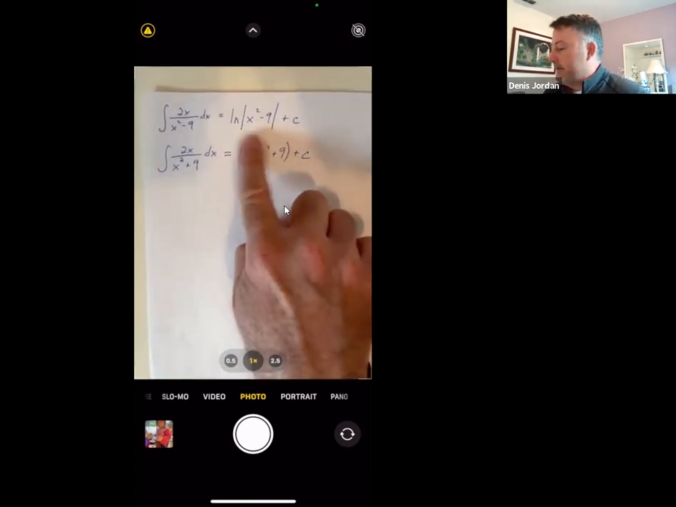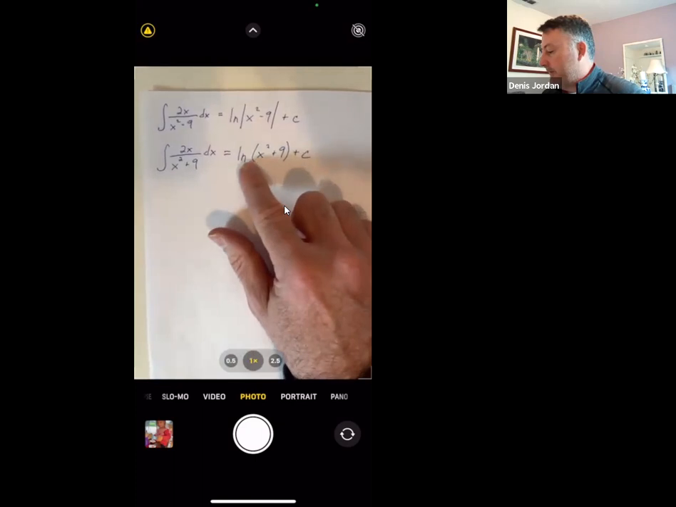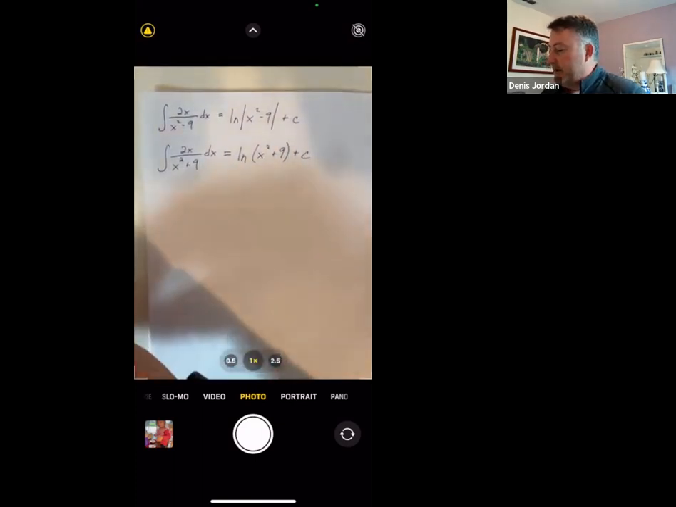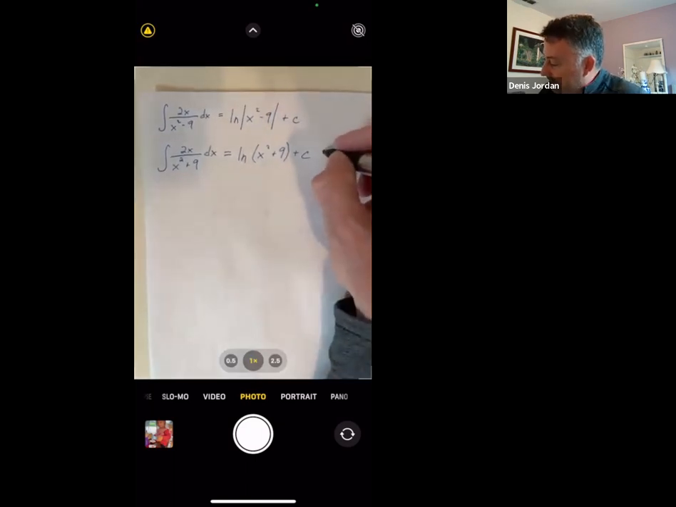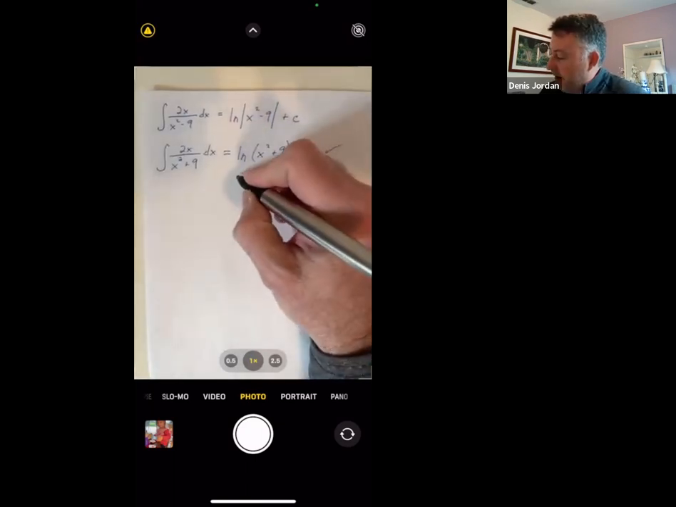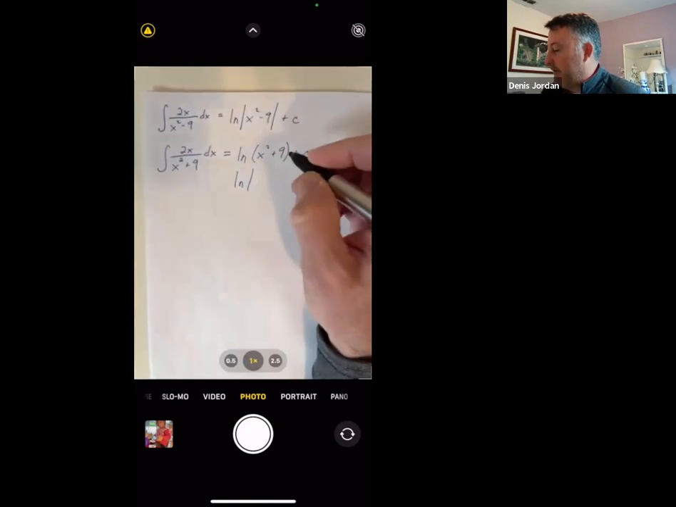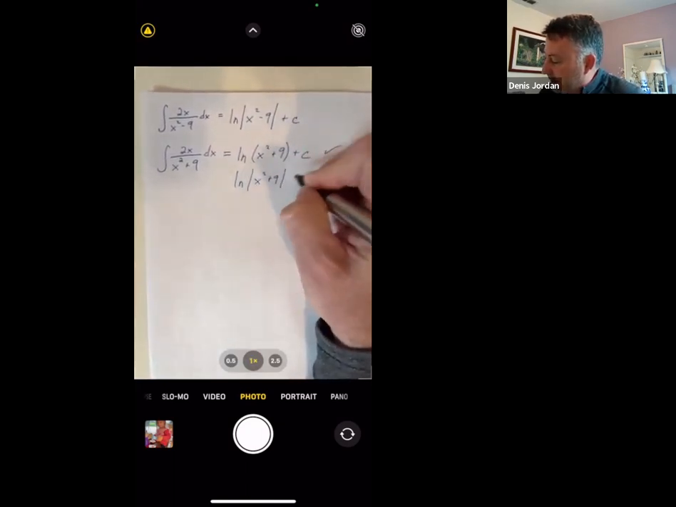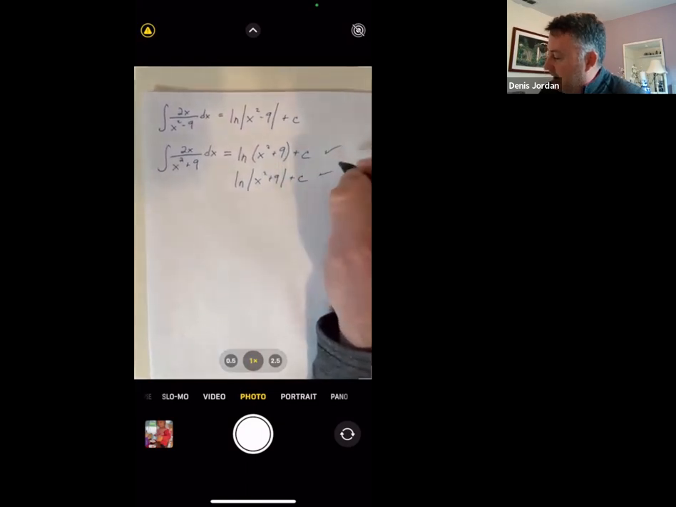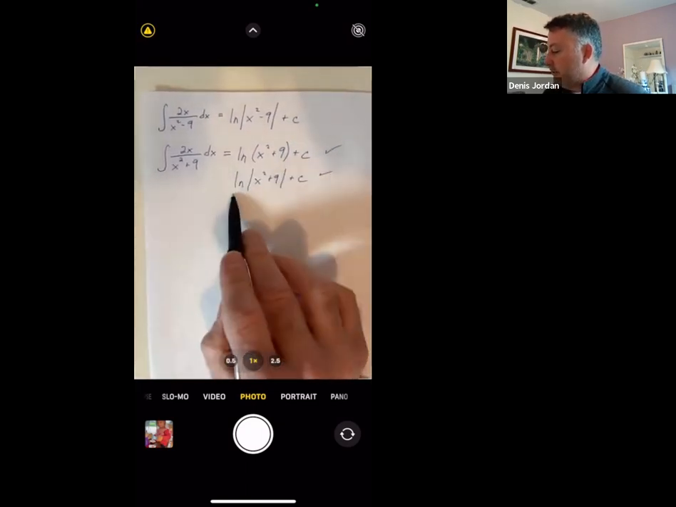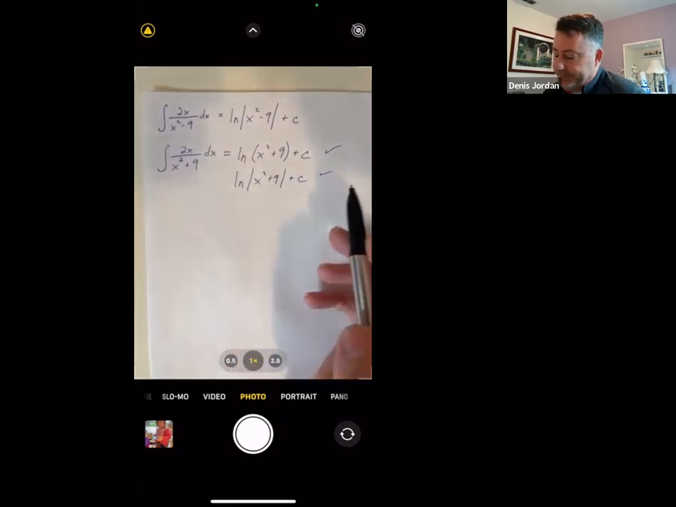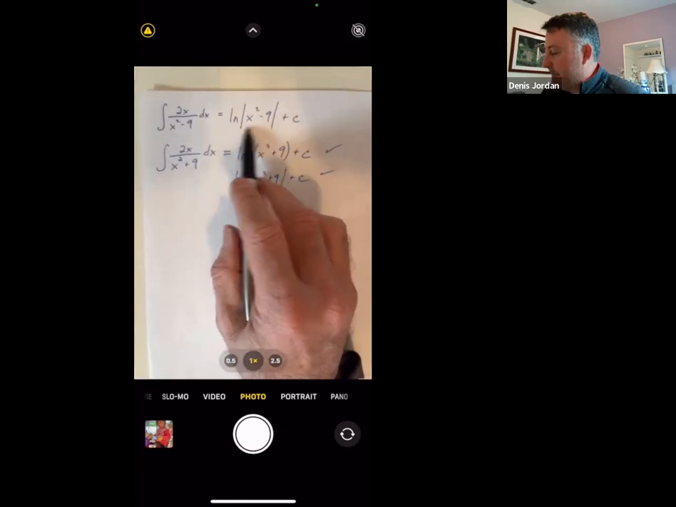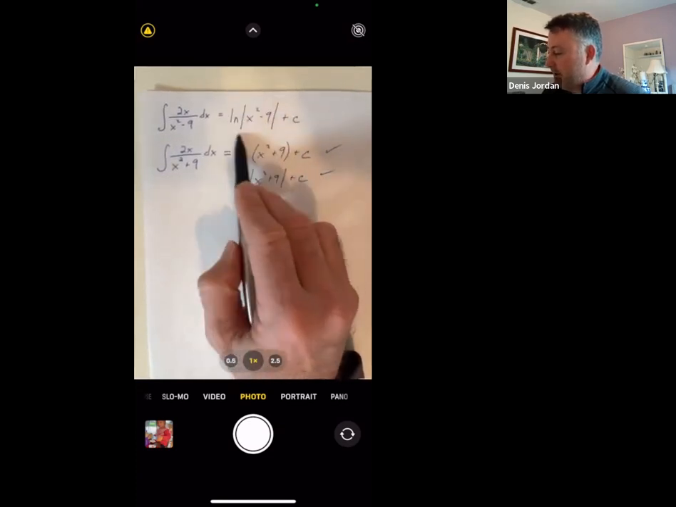But for the ln's, if it's a positive expression in there, you can delete the absolute value bars. So you can have this one. If you left them in there, that's okay too. I wouldn't mark it wrong. So you could have this answer or this one, they would both be true. But for this one up here, it is absolutely necessary to have those bars in there.